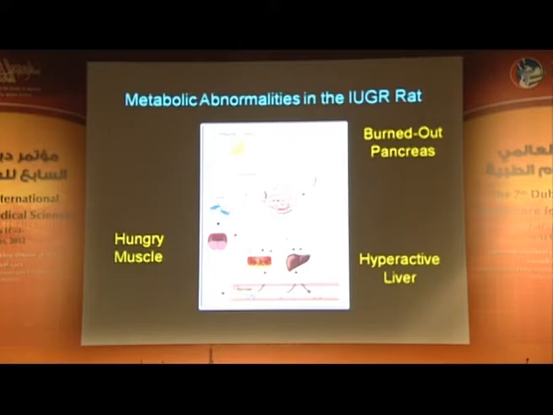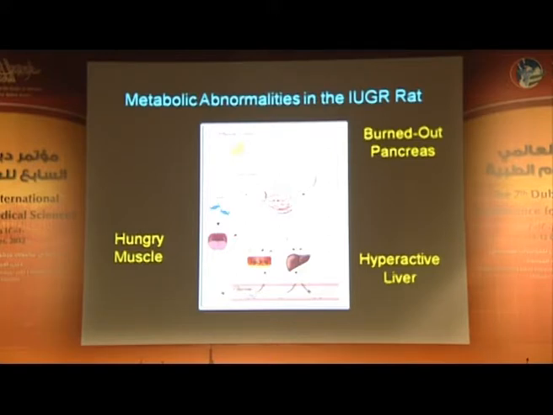So those of you who had breakfast, insulin is secreted, insulin comes, talks to the liver and says, no more glucose, you need to stop producing glucose. But that doesn't happen in the IUGR animal. It doesn't happen in the type 2 diabetic in the human. So a very similar phenotype, as well as the burned out pancreas.